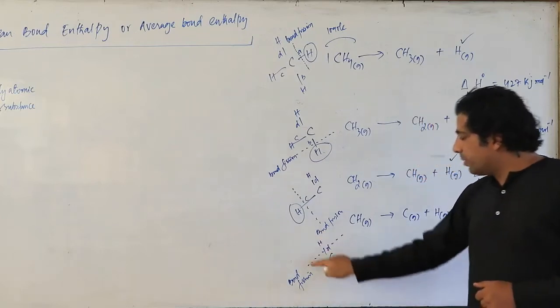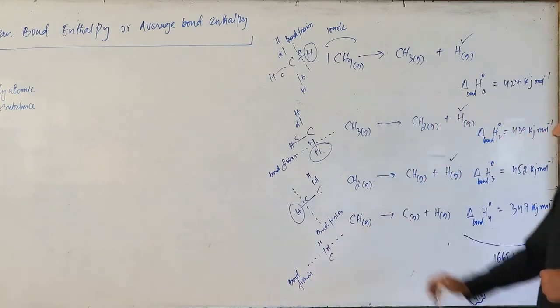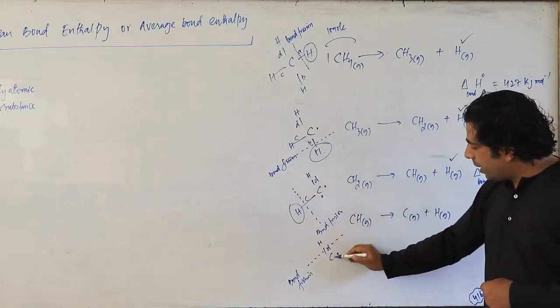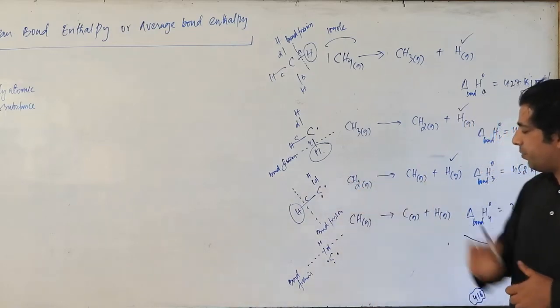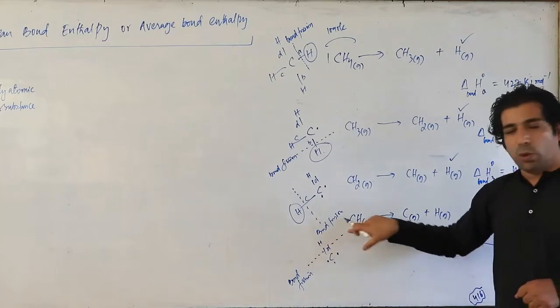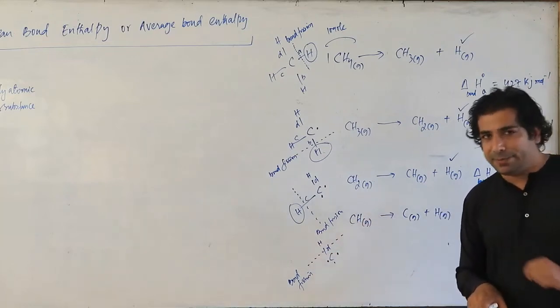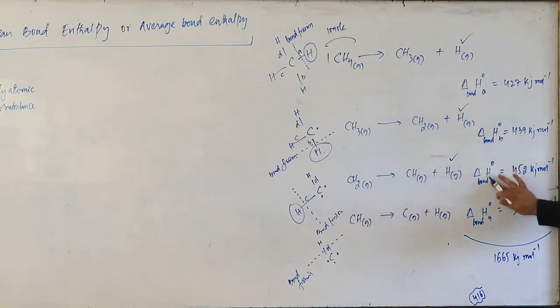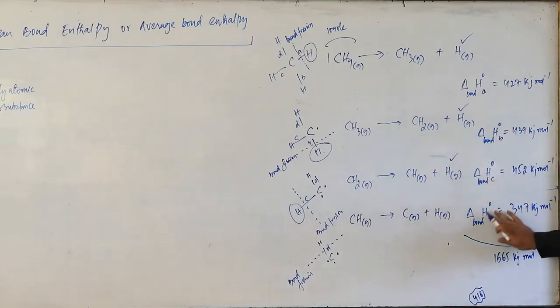Bond fission of 1 mole of a bond. Here it will be left with 1 electron, here with 2 electrons, then 3 electrons, and finally with 4. So you are breaking 1 mole of C-H bond each time. So obviously this will become our B now, here C and finally D. And how much energy is required?